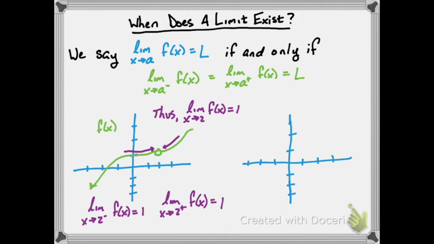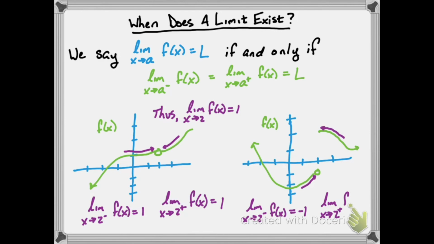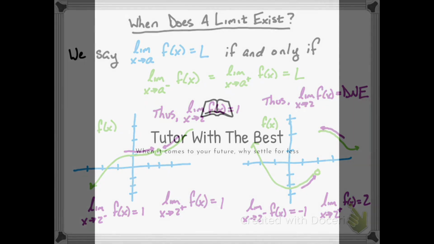This is going to be different if we draw a graph where both sides don't meet. In this function, we see as x approaches 2 from the right side, the y values are getting closer to 2. As x approaches 2 from the left side, the y values are getting closer to -1. So, since both limits are approaching two different values, we can say that the limit as x approaches 2 overall does not exist.